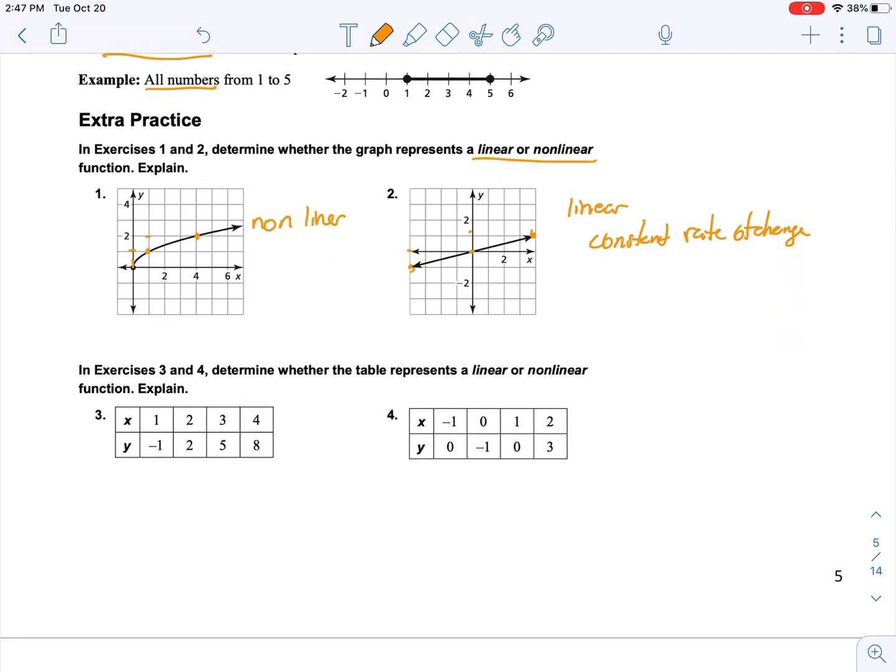Table-wise, is it linear or non-linear? I kind of went through the one up above. We're going to see my x value increases by 1, increases by 1, increases by 1. My y value increases by 3, increases by 3, increases by 3. So therefore, this is linear. Constant rate of change.